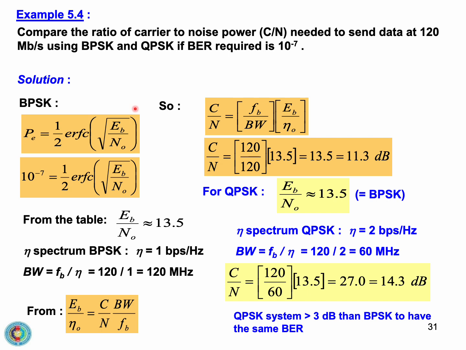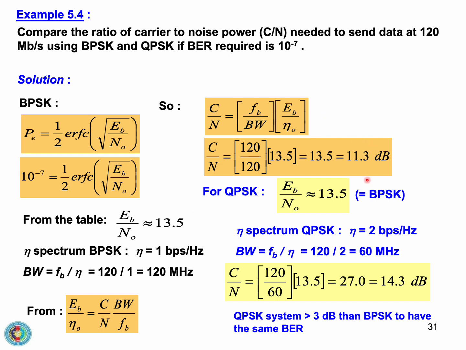Since BPSK has a spectral efficiency of 1 b/s/Hz, its required bandwidth is 120 MHz. Using the C/N relationship, we calculate the C/N for BPSK to be 13.5, which is about 11.3 dB.